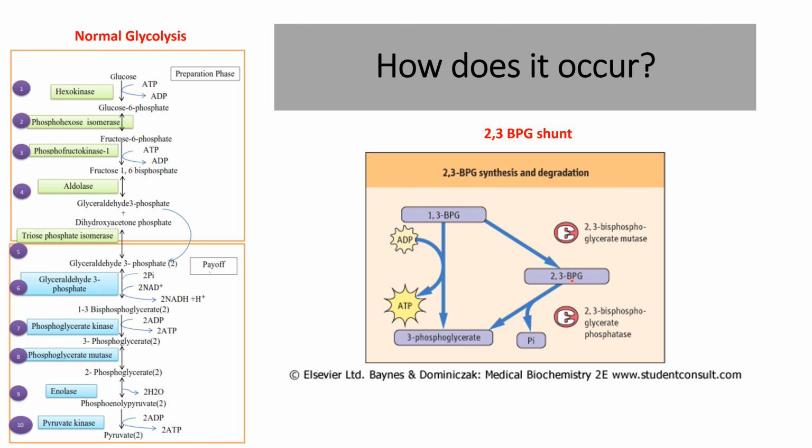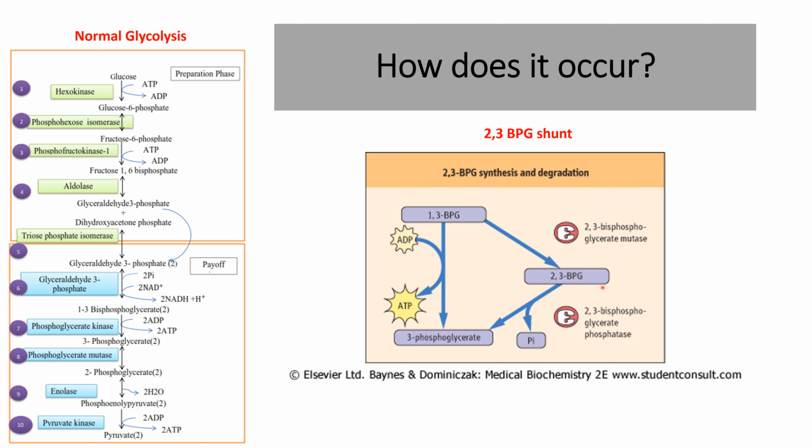Okay, so this is the step of synthesis of 2,3 BPG, and this is the degradation of 2,3 BPG, and that will join the remaining glycolytic pathway. So this particular step of glycolysis is shunted to form a different compound, which is 2,3 bisphosphoglycerate.